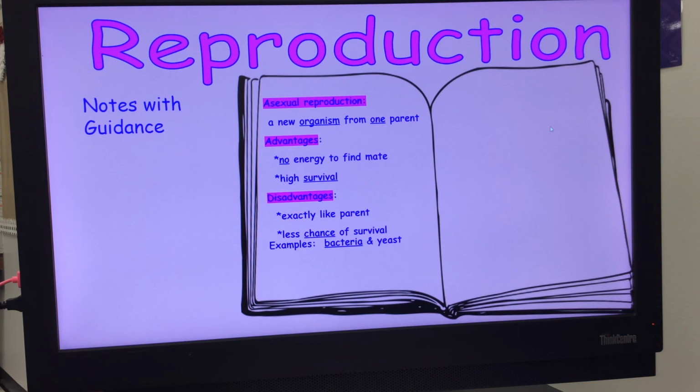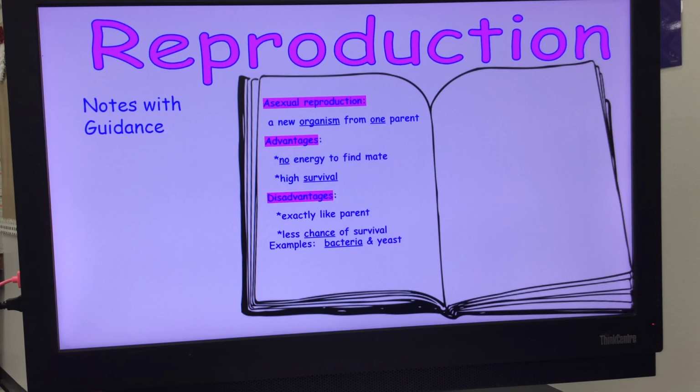It is now time to create your notes. If you will turn to the next clean page, and we will start with asexual reproduction up at the top of the page, if you could write that in. At any time during this video, if you need extra time, please press pause, and then you can always press play again when you're ready to move on.